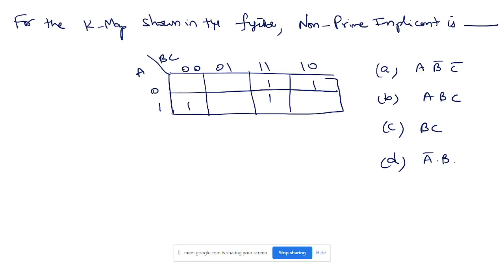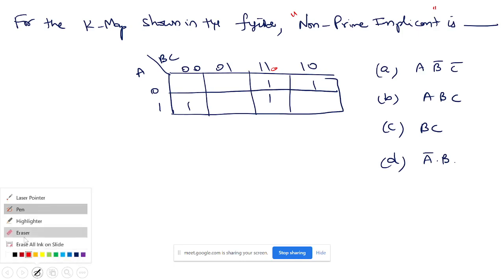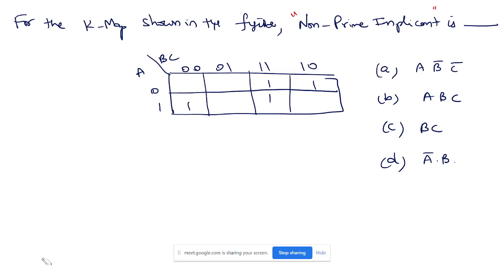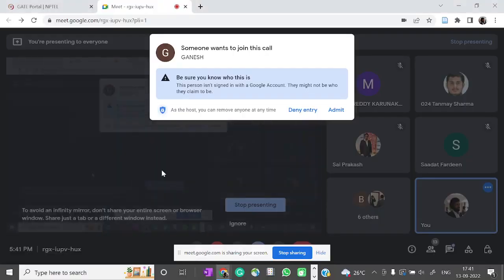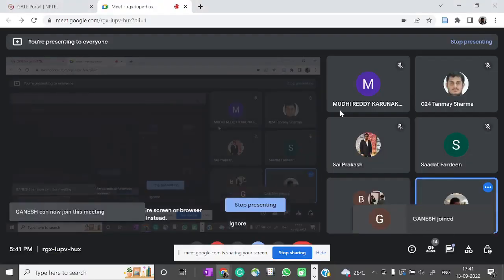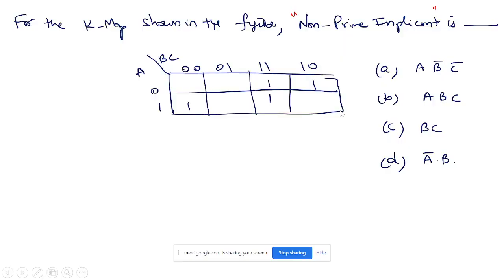Okay. For the K-map shown in the figure, non-prime implicant is dash. Option B for Bombay. Okay.